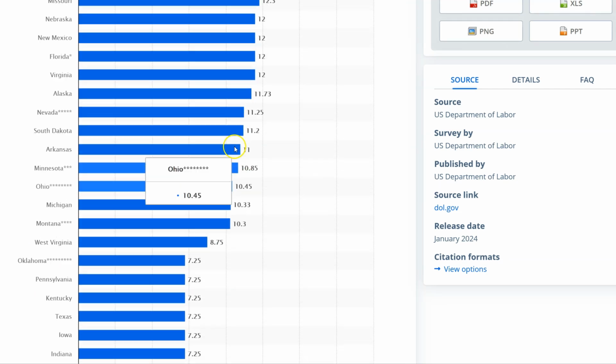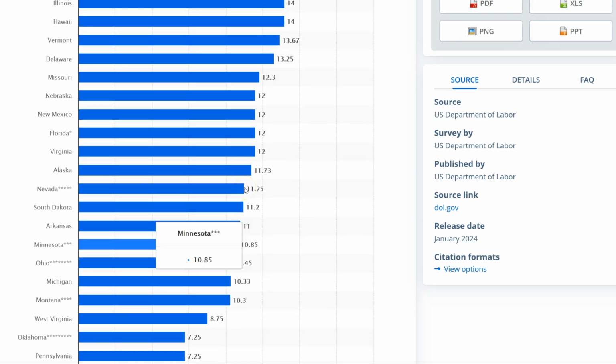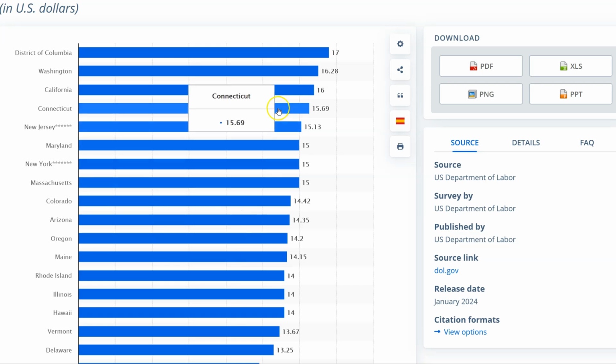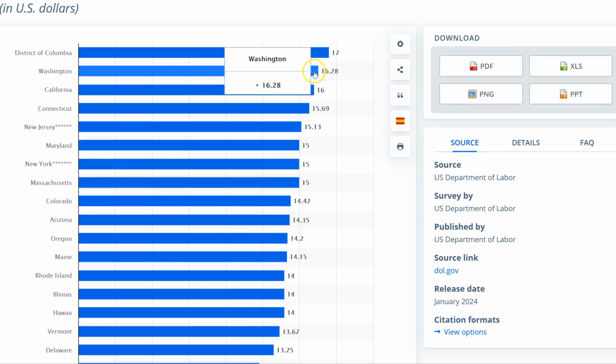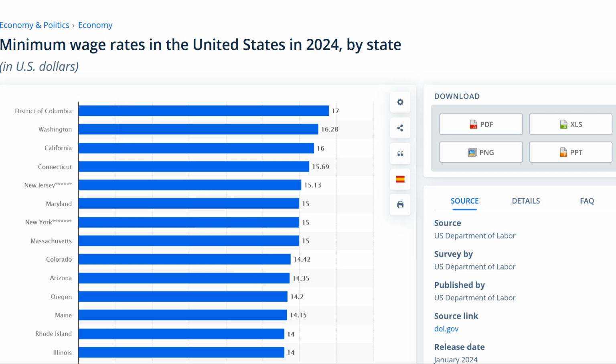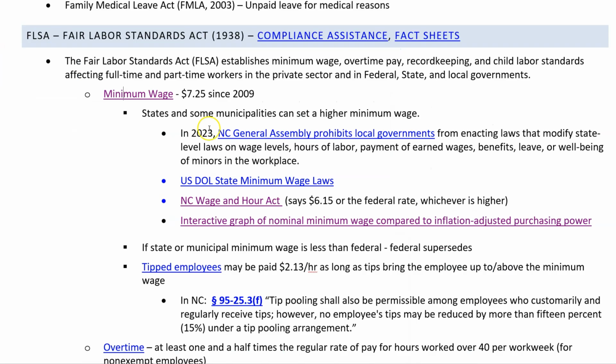And then as you scroll up, you can start to see states where they've passed a higher minimum wage, topping out with the state of Washington at $16.28, and then the District of Columbia at $17 an hour. So you can see the variability of the minimum wage across states in the United States.